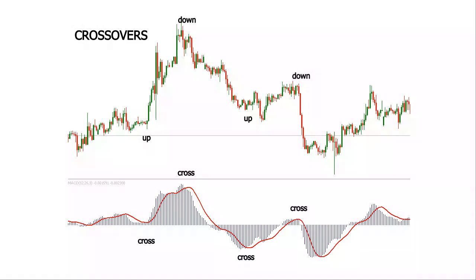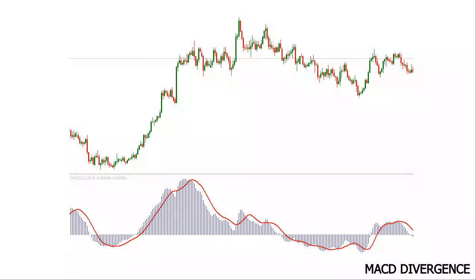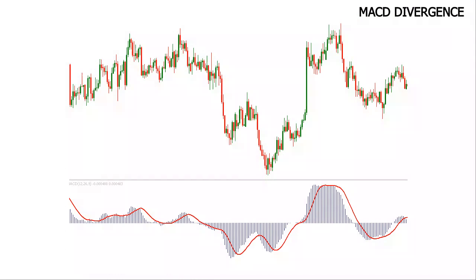Another method involves identifying divergences between the price and MACD. A divergence occurs when the price makes higher highs and MACD is not. If the price makes lower lows and the MACD is not, then a divergence is also observed. Any such divergence may precede either a price correction or a reversal, indicating a shift in momentum and a possible exhaustion of the latest short-term trend.